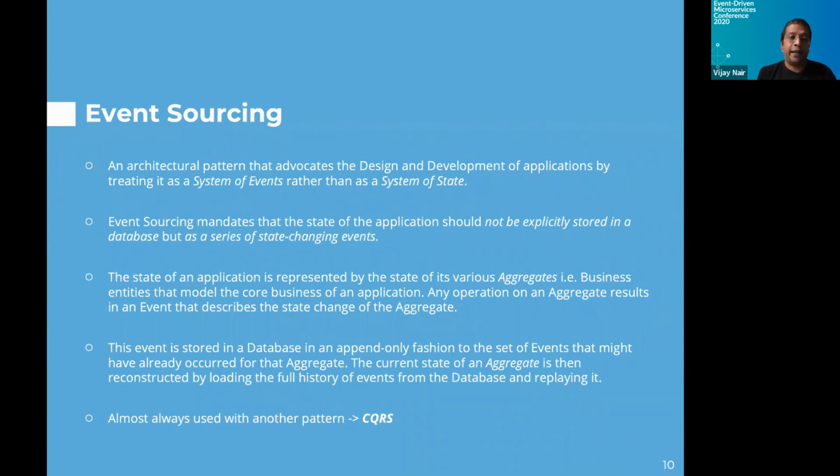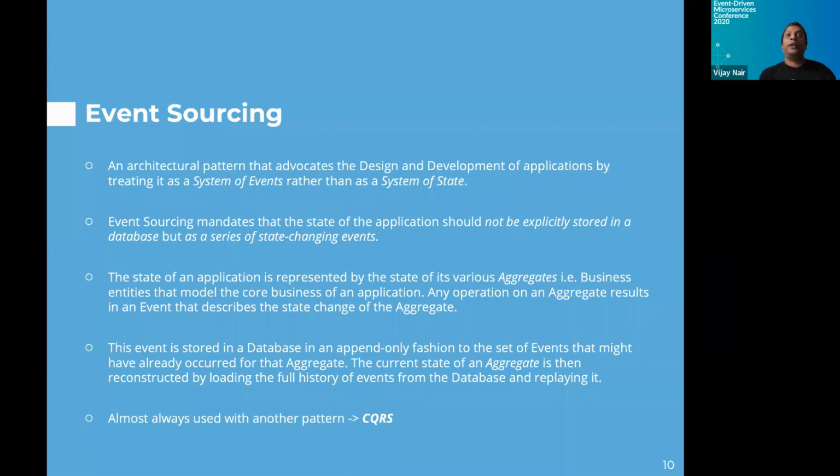Just to recap, it's an architectural pattern that advocates the design and development of applications by treating them as a system of events rather than a system of state. And the state is represented by its various aggregates, basically the business entities that model the core business of an application. Any operation on an aggregate essentially results in an event that describes the state change of the aggregate, and that's the event that gets stored in the event database. You're not going to store the state of the aggregate per se, but you're going to store all the events that have happened against the aggregate in the event database, or the event store, as we call it.